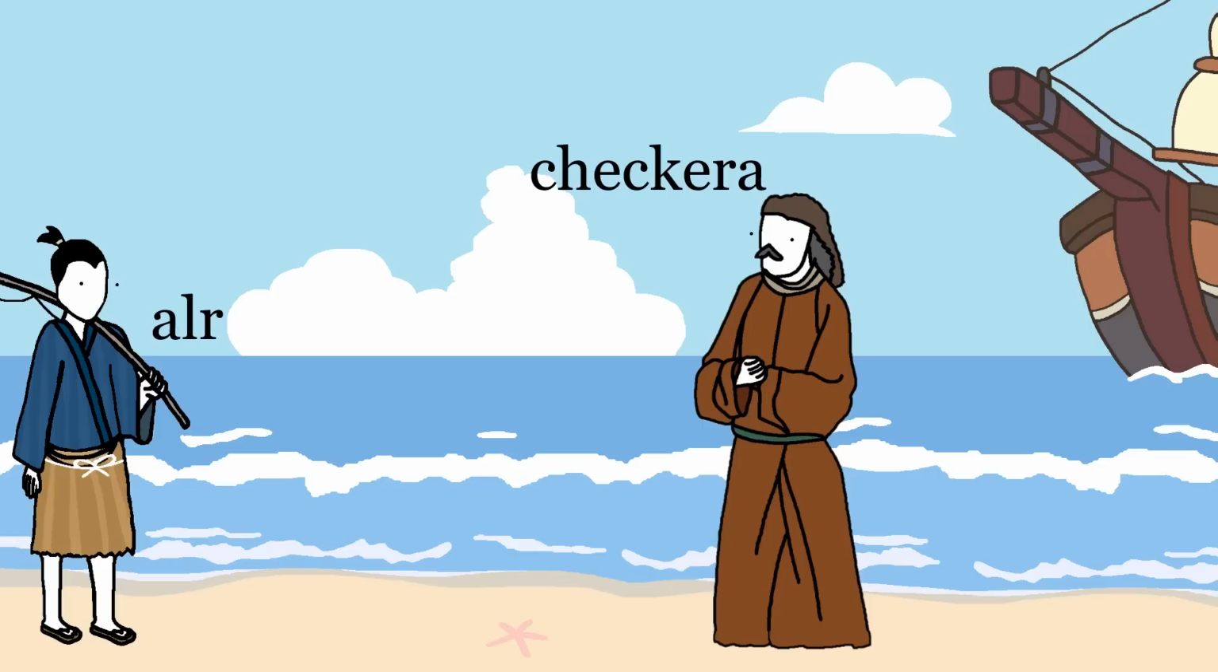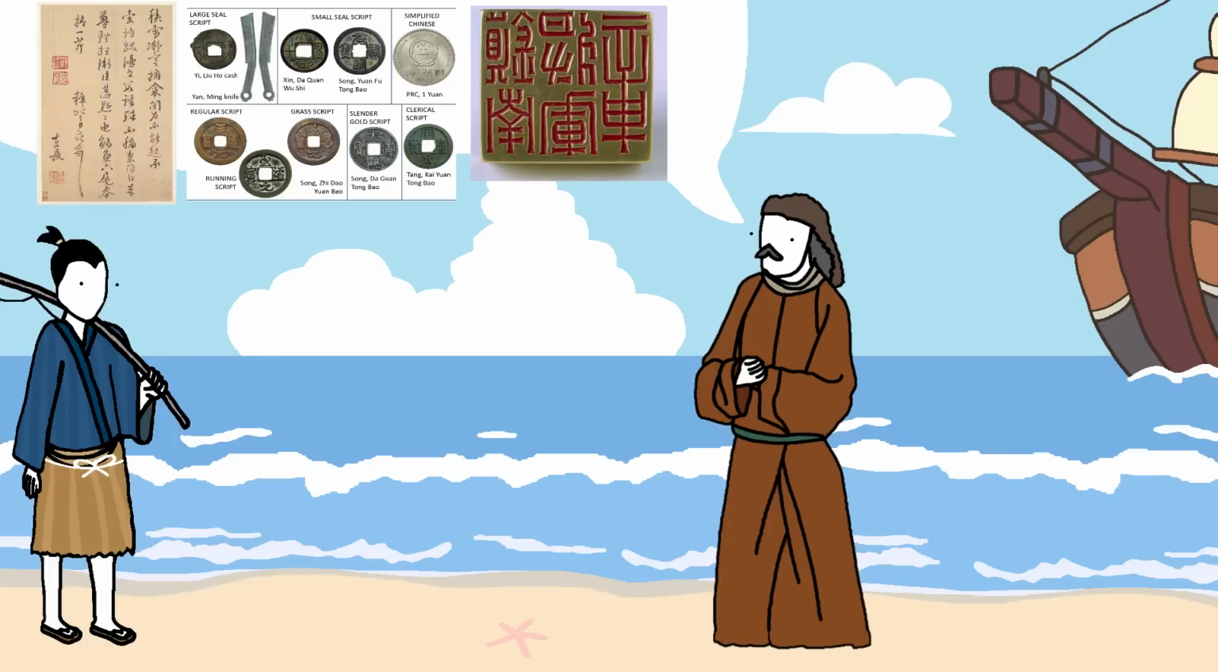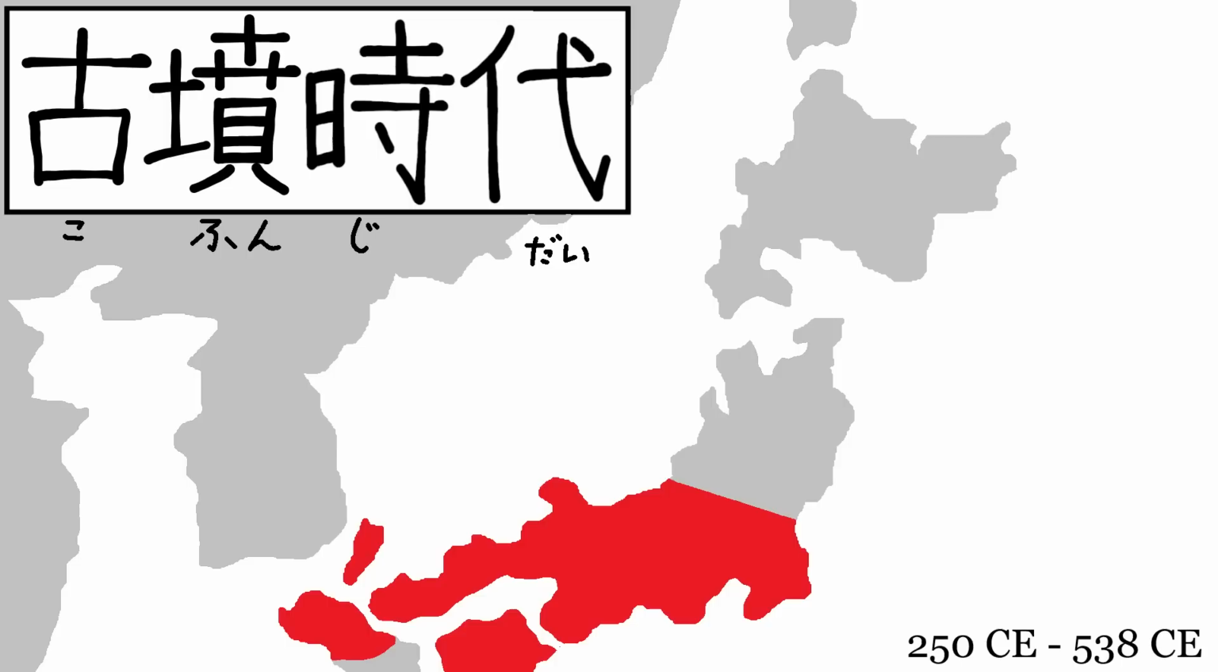So Japan was first bestowed upon this great writing system around the 1st century when Chinese traders started importing letters, coins, and seals with Chinese written on them. There's evidence that we didn't have a clue what these squiggly lines were until around the 5th century when we started to adopt the writing system used for Japanese.